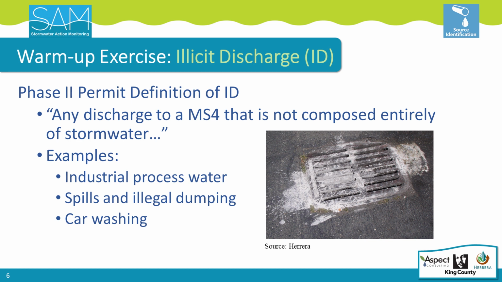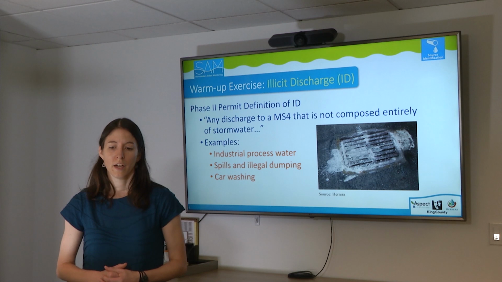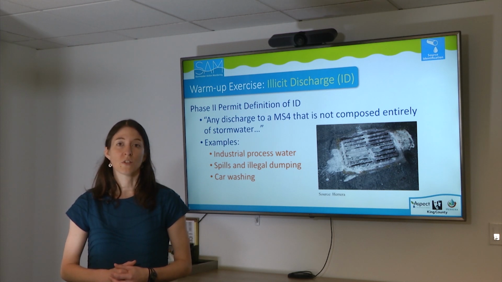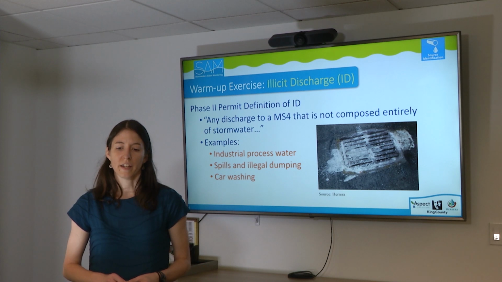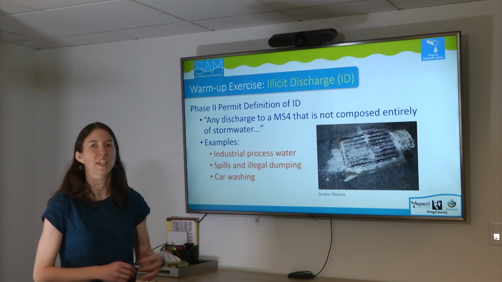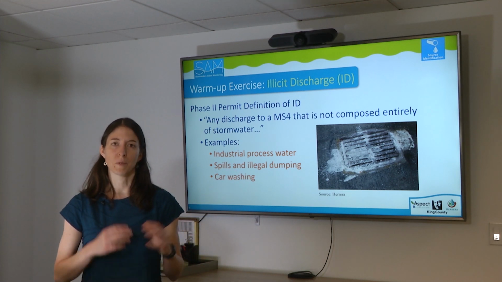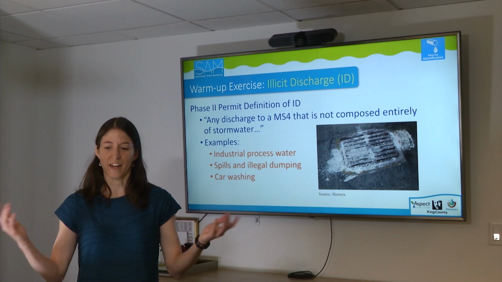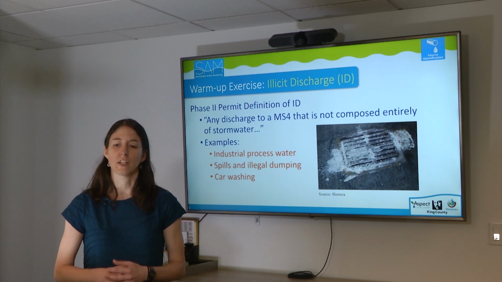The permit defines illicit discharges as any discharge to a MS4 that is not composed entirely of stormwater. And again, you'll see the dots there. We'll be talking about those conditionally allowable discharges in a minute. Some examples of illicit discharges include industrial process water, spills and illegal dumping, and car washing. And you'll notice the picture here, this is a good example of illegal dumping, someone that was striping a parking lot and then had some extra paint left over and just dumped it in the nearby catch basin.